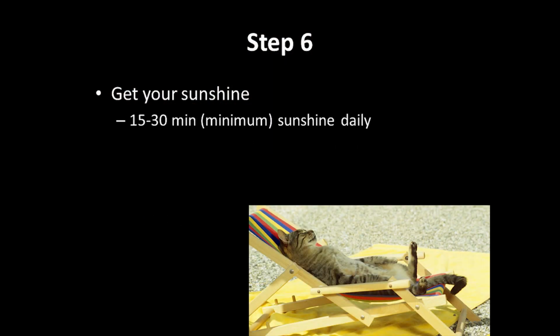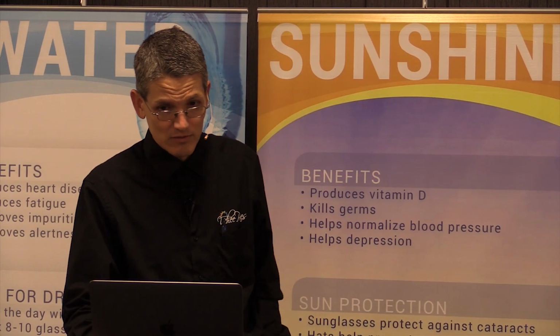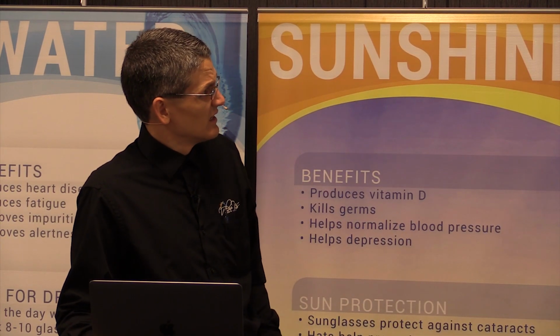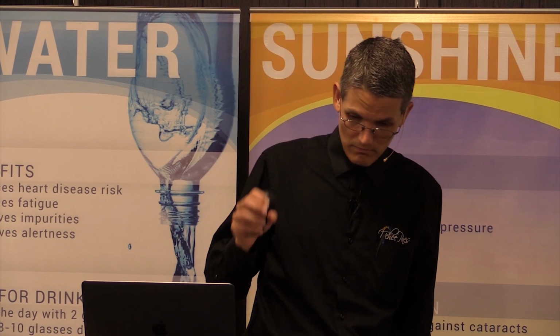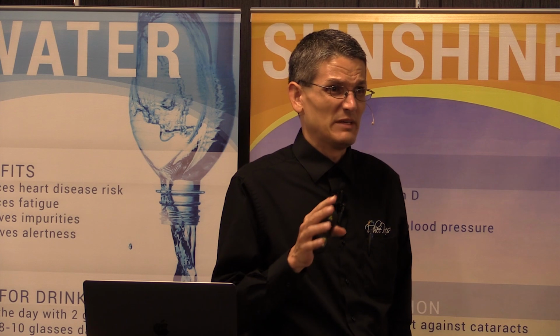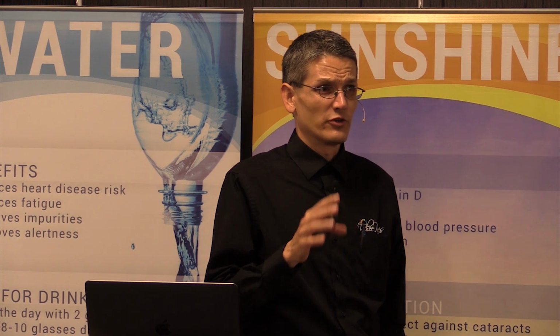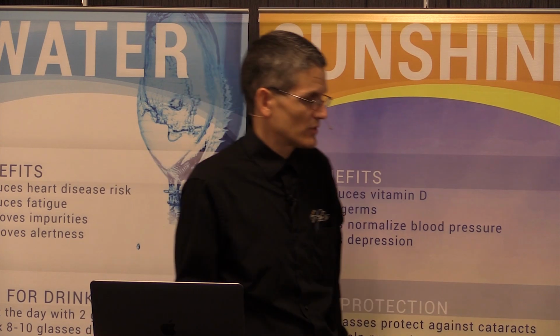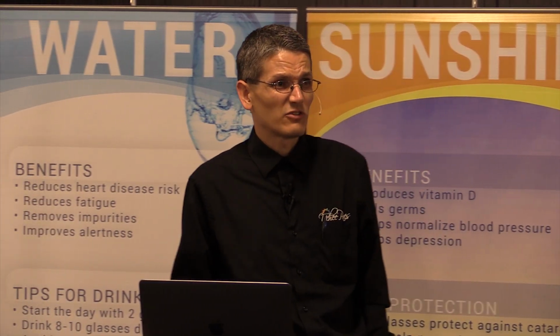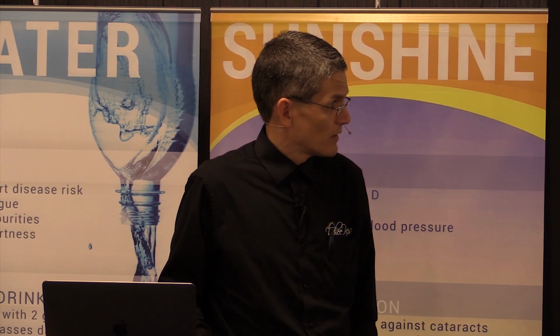Number 6, get your sunshine, right? 15 to 30 minutes minimum daily. Low vitamin D levels are associated with higher rates of diabetes. Also, poor blood sugar control for those who are diabetic. All right, so we want to get those nice vitamin D levels up. You want at least 30, but some studies show that ideal is actually around 60 to 75 for a vitamin D level.